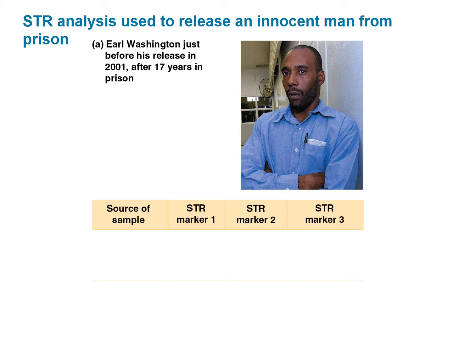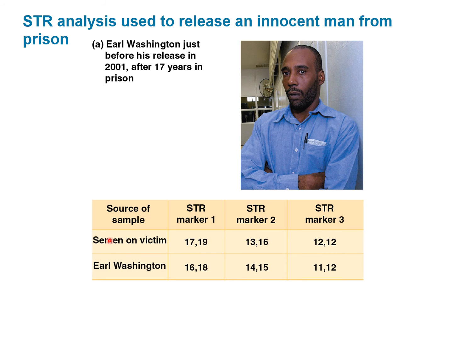If we take a look at these data and how STR analysis can be used, there are actually 13 STRs used in forensic science, but this just shows an example of 3 of them. We have different sources here. He was accused of rape, and we have the STR profile of the semen that was found on the victim, which was reanalyzed. The semen on the victim is most likely from the individual that committed the crime.